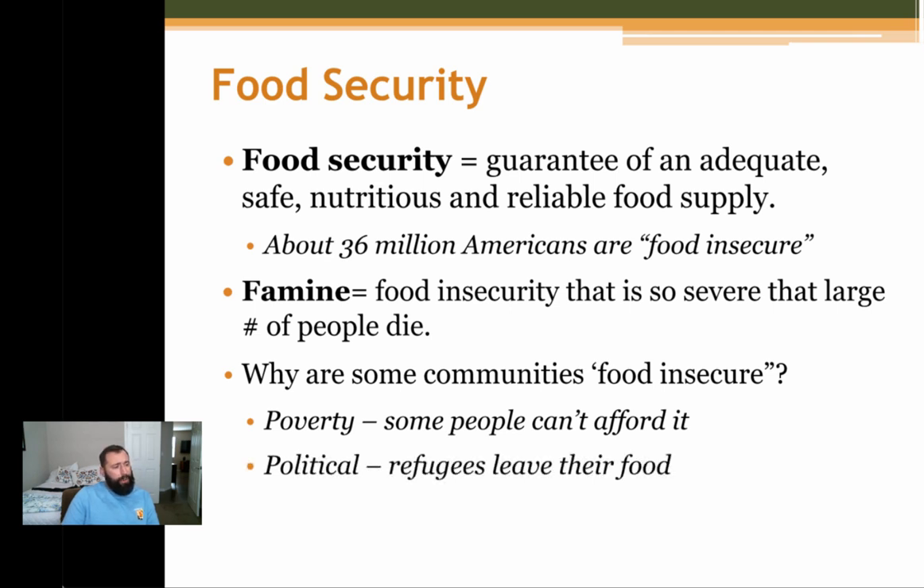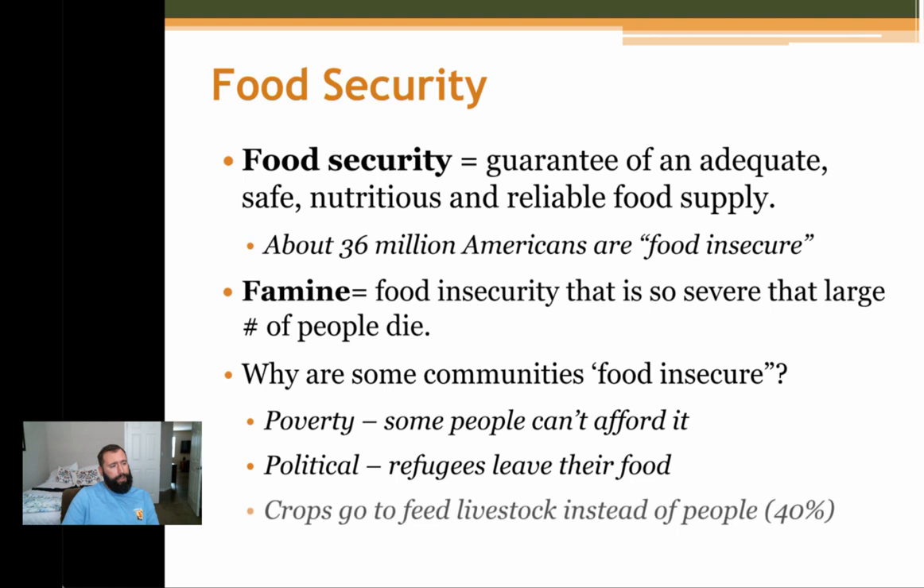This could exist for political reasons, like when refugees leave their food. And crops oftentimes don't go to feed people, they go to feed the livestock, which ultimately then goes to feed the people. If you remember, each time we move up a trophic level, from the producers to the primary consumers, like we do from grass to cattle, we lose about 10% of energy due to respiration, right? So think about that for a second. It's kind of inefficient for us to feed all of those cattle at a higher area of the food web because of that loss, right?